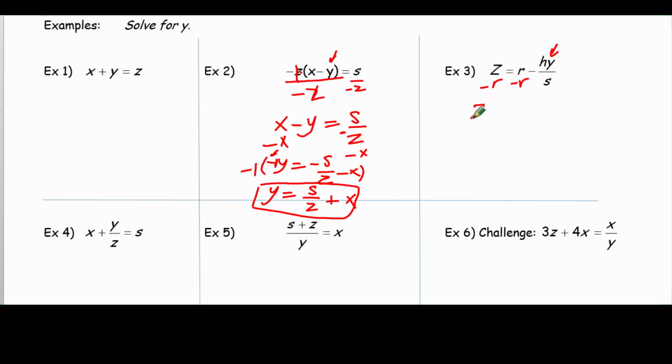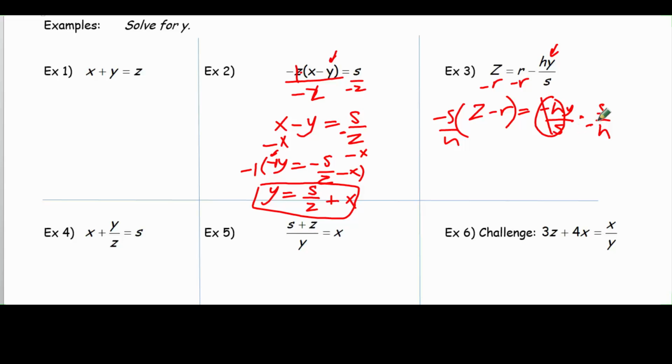So we got z minus r equals negative hy over s. Now, you could probably do this in like 3 full steps, but the easiest way is to realize you have a fraction in front of your variable. So to get rid of a fraction, you're going to multiply by the reciprocal, s over h. And there needs to be a negative in there somewhere. So we're multiplying both sides by a negative s over h.